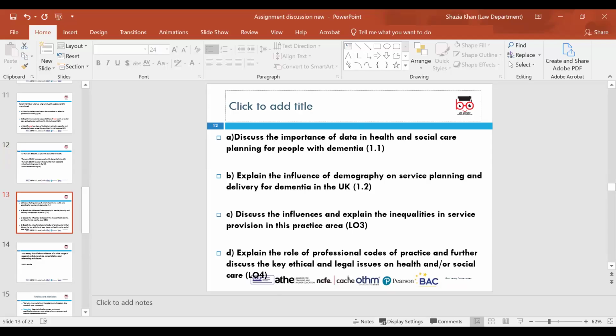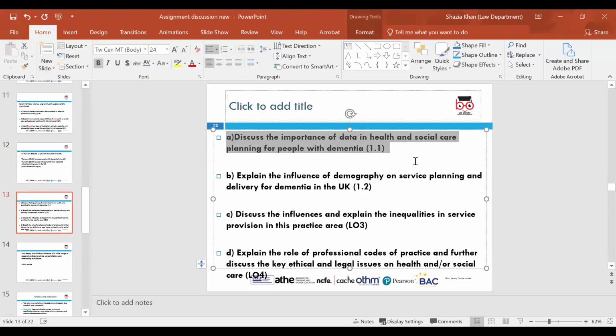So the first one is asking you to discuss the importance of data in health and social care planning for people with different dementia. What learning outcome is it? Learning outcome 1, excellent. You're looking at learning outcome 1 and page 15 onwards. So discuss the importance of data in health and social care with people with dementia. Things like monitoring and evaluating, identifying their care needs, supporting research, resources, policy development. So you'd look at page 15 on the slides onwards.